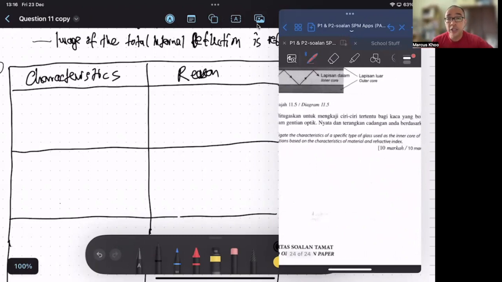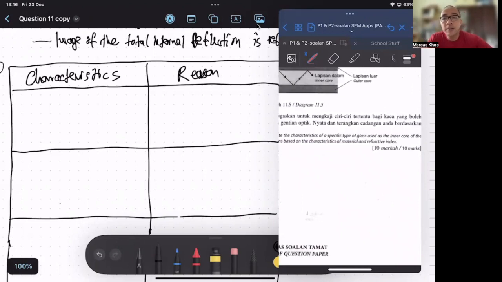Okay, so this is a very general question, but it is one of the questions where you have to know. If you know fiber optics and you know the characteristics, it's quite easy to answer this. Okay, but of course, knowing this is the big challenge. Okay, of course, the most important thing is when you talk about the refractive index.